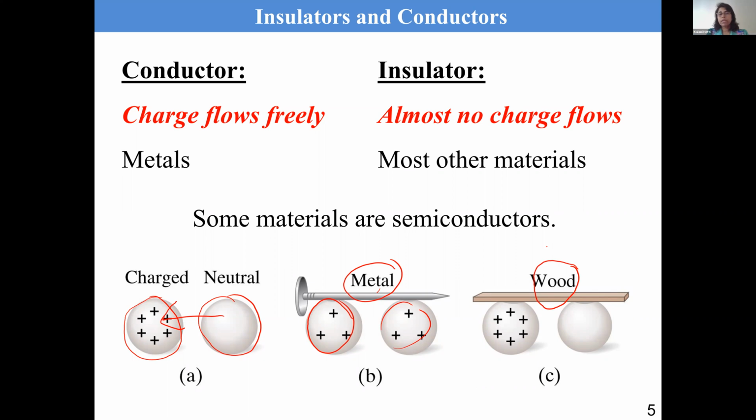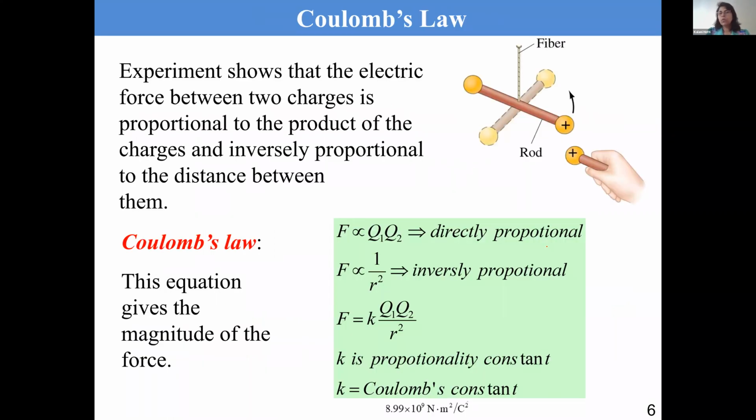But there are in-between materials like semiconductors, right? Semiconductors are the materials that we use for computer chips and many, many applications. Those are in-between materials that have the property of a conductor and also the property of an insulator. Okay. And the first thing we're going to learn is Coulomb's law. Coulomb is the scientist who described that when you have a charge and another charge, these two charges have attraction or repulsion, and you can calculate that amount of attraction or repulsion by using the Coulomb formula.